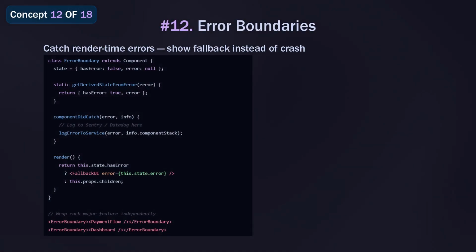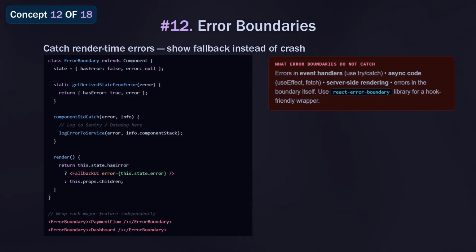Error boundaries are a React mechanism for catching JavaScript errors during rendering and showing a fallback UI instead of crashing the entire application. They are class components, there's no hooks equivalent yet, though libraries like React Error Boundary wrap the class API into a cleaner hook-based interface.